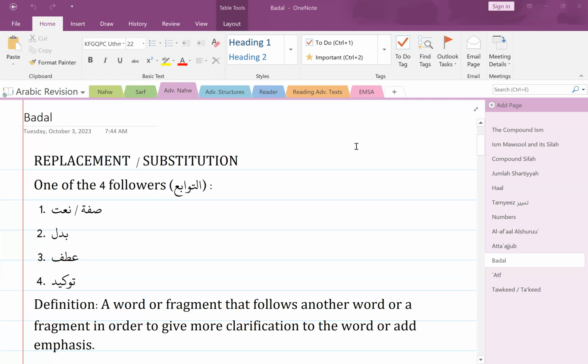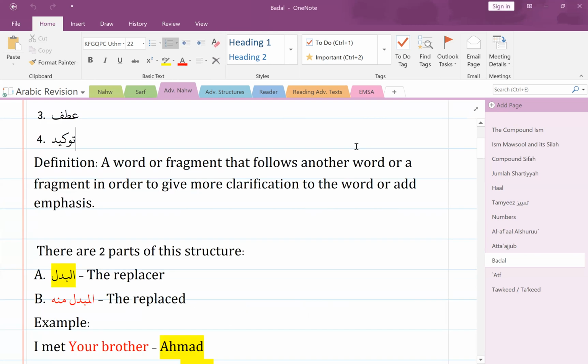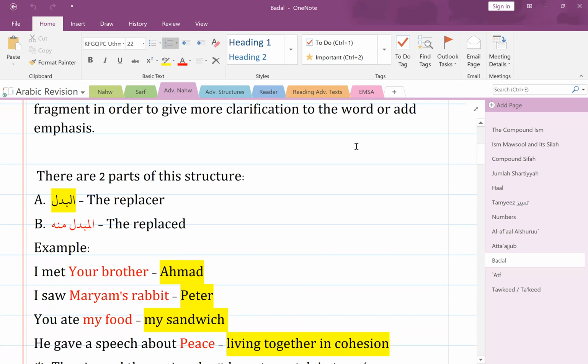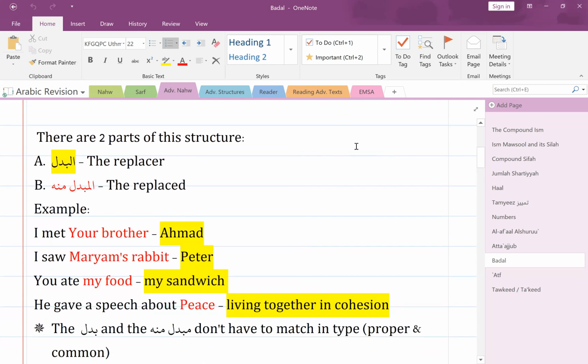So what is badal? Badal basically is a word or a fragment that follows another word or a fragment in order to give more clarification to the word or add emphasis. So it follows it in order to give more clarification or to add emphasis. That is a badal. And we'll get into more details right now so we can understand exactly what badal is.